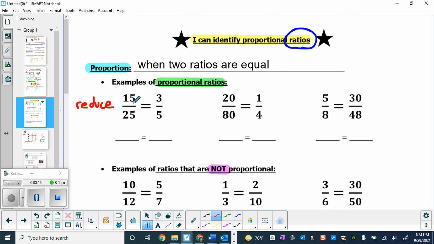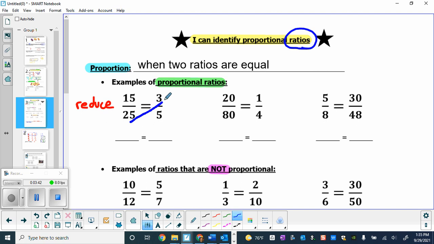But it is really easy to see here that 15 divided by 5 is 3, and 25 divided by 5 is 5. So I know that these two ratios, 15/25 and 3/5, are equal. Therefore, this is a proportion. Now again, reducing is not everybody's strong suit. Not everybody in here likes reducing. So I actually have a quicker, shorter, better method.